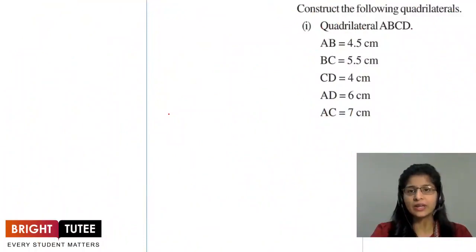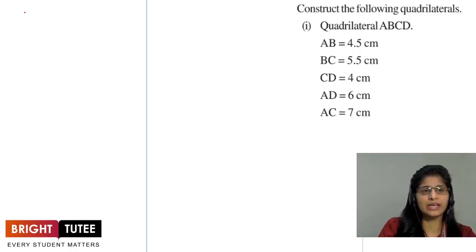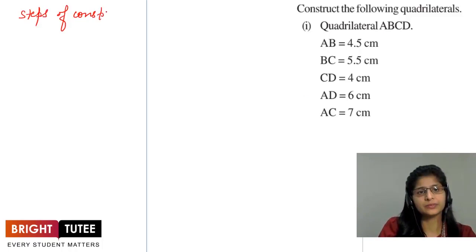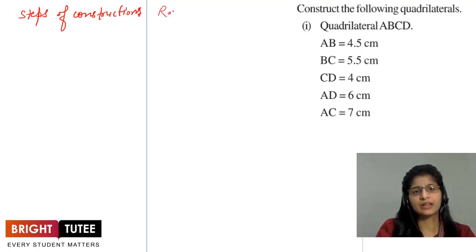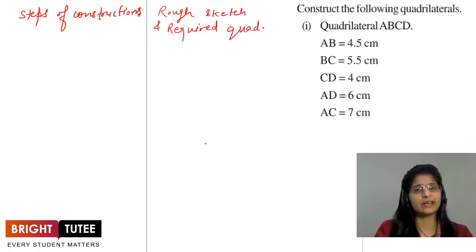Now we are going to start with our questions. We will write the steps of construction on one side. So I'll be writing steps of construction here. It is just construction, and here we will be drawing the rough sketch and the required quadrilateral. The required quadrilateral and rough sketch will be drawn on the right side, and on the left side we will be writing steps of construction one by one.